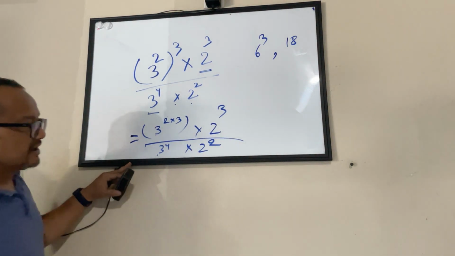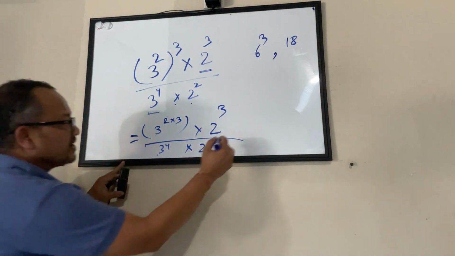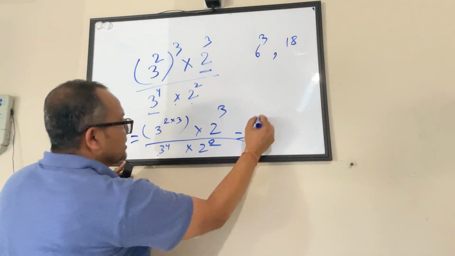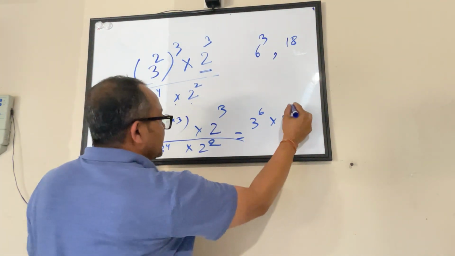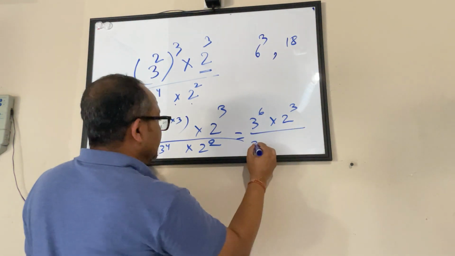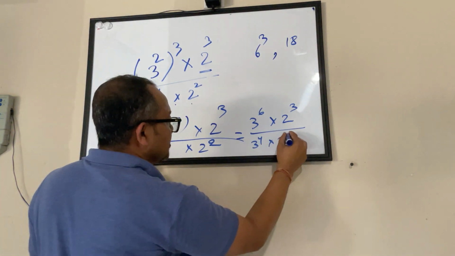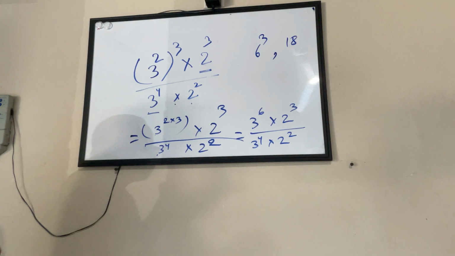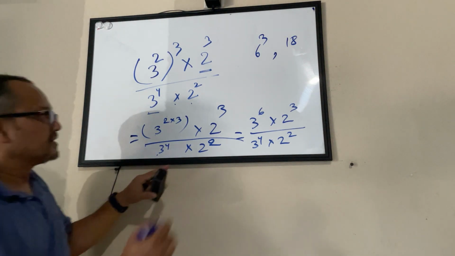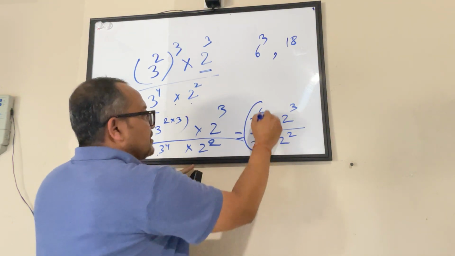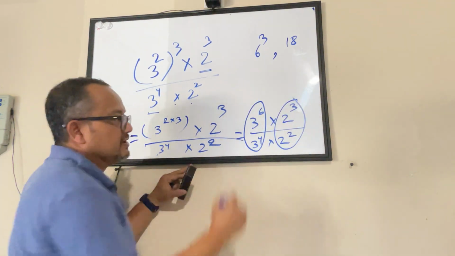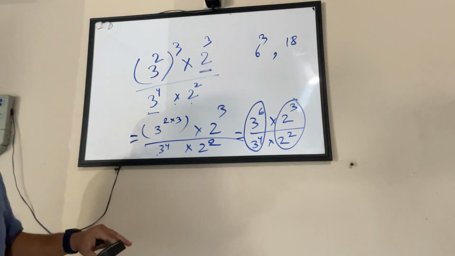Okay. Now, first one, what did it become? This became 3 to the power 6 into 2 to the power 3 divided by 3 to the power 4 into 2 to the power 2. Yeah? That's it? Okay. And then I subtracted 3 to the power of 6 with 3 to the power of 4, and I got 3 to the power of 2.